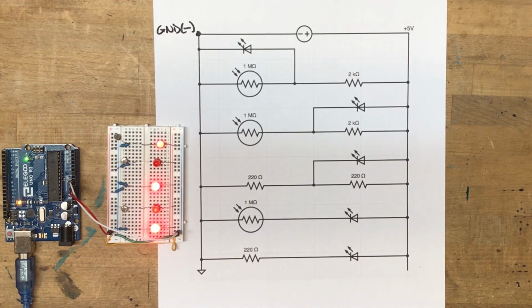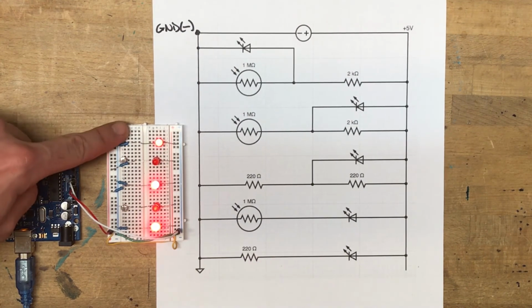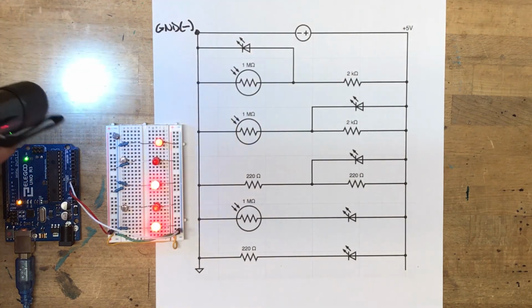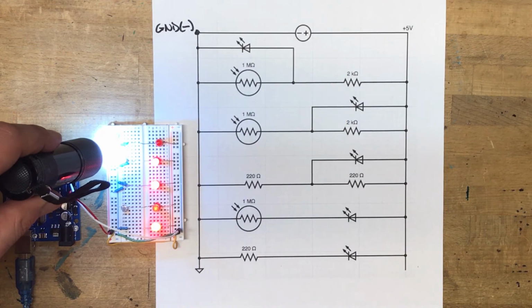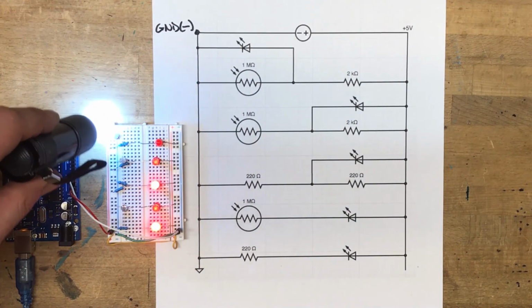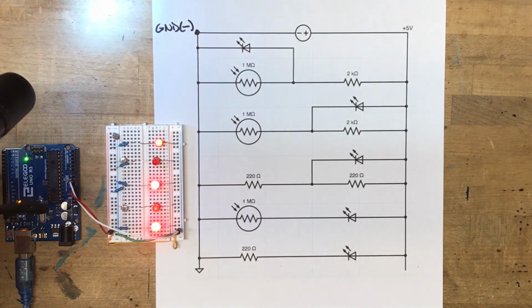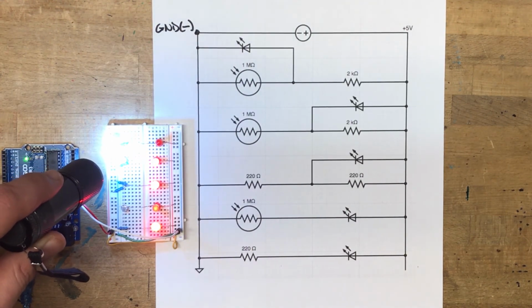So the first one at the top, we can see it's on now, and actually when it gets darker, it'll get a little bit brighter. Just a tad. But the interesting part is when it's really bright, it goes off, which is the opposite of the one below it. So in very low light, the top circuit will light. In very bright light, the second to top circuit will light.